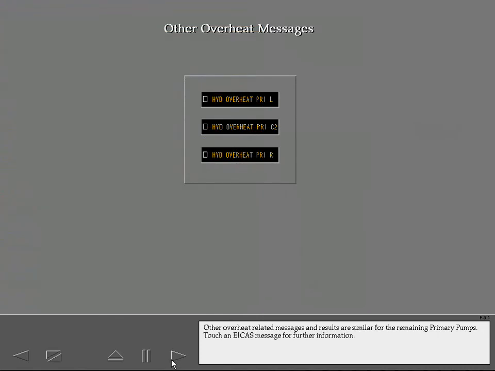Other overheat-related messages and results are similar for the remaining primary pumps. Touch an ICAS message for further information.